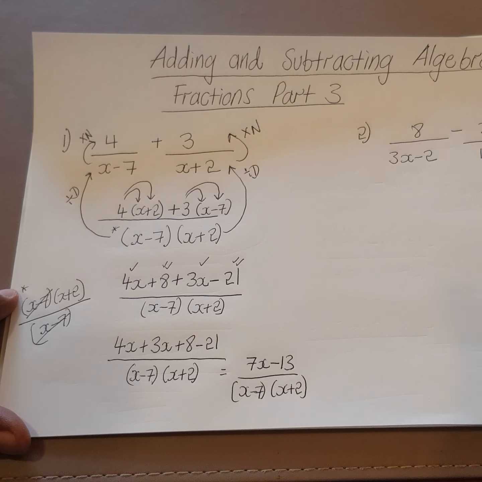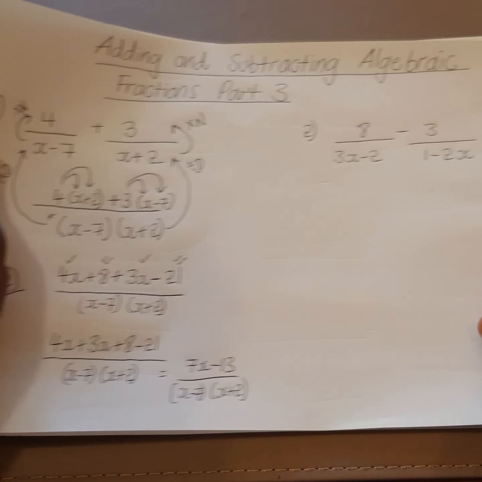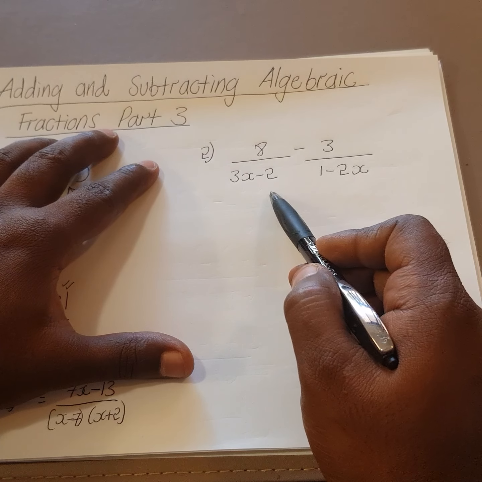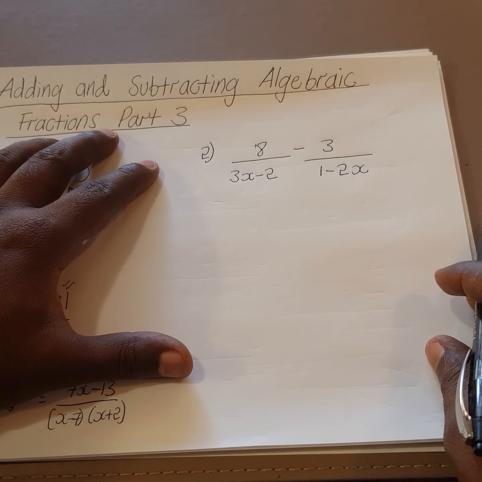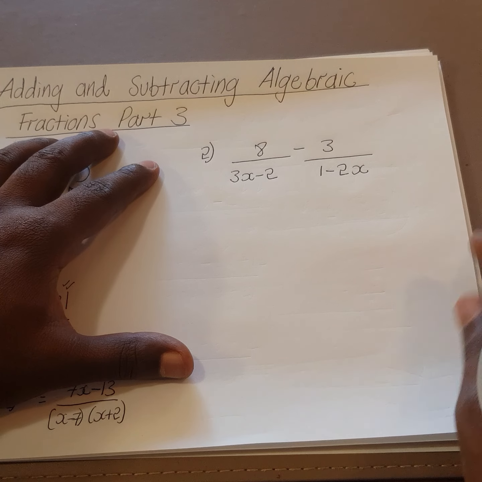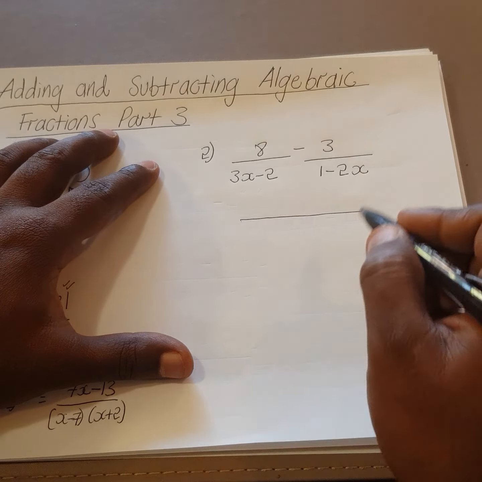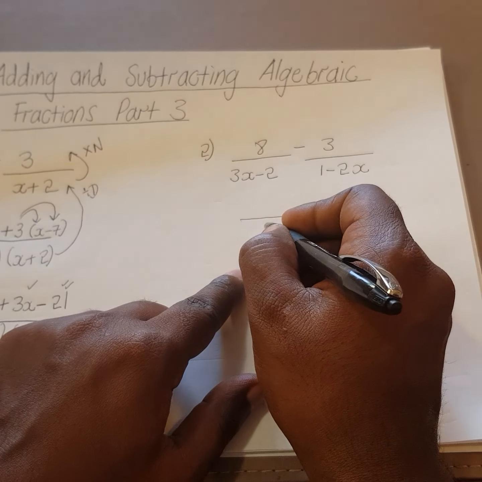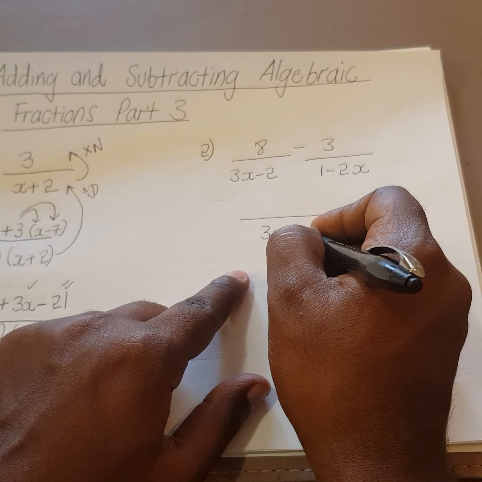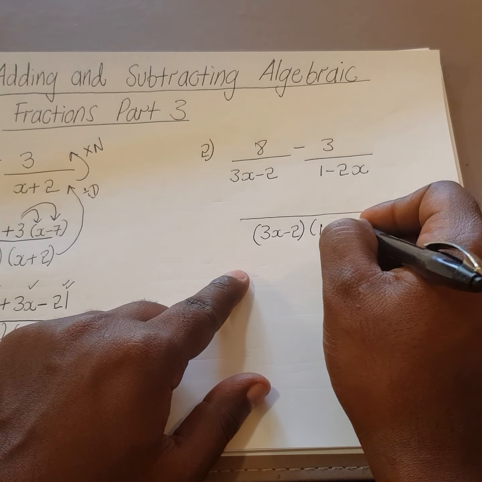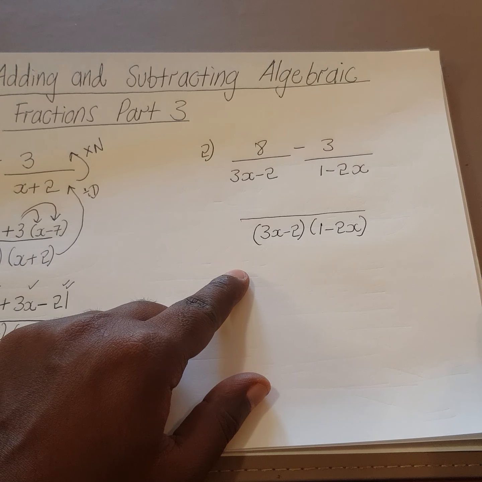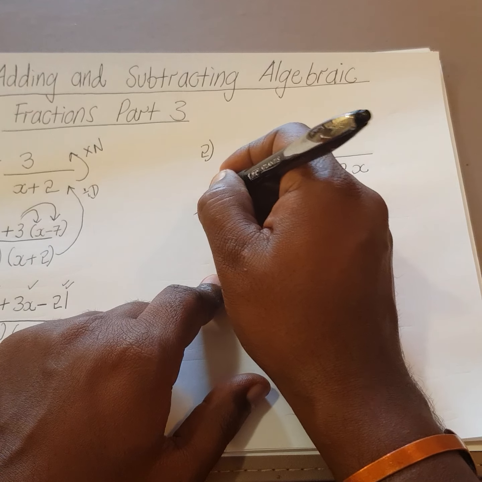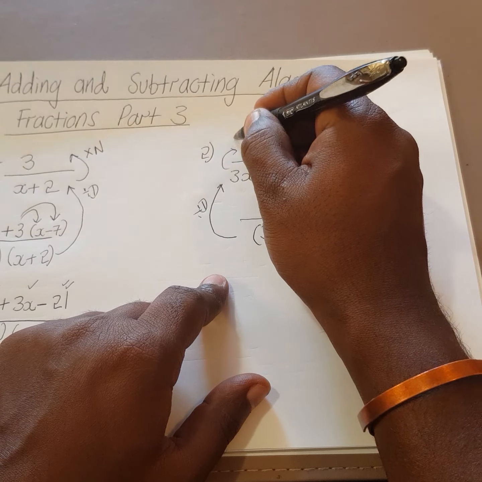All right, so let's look at this question here. Again, a similar type: 8 over 3x minus 2, minus 3 over 1 minus 2x. So what do we do there? Draw a line there. Again, just like the previous question, we now need to include both these expressions in my lowest common multiple. That's all I need to do. All right, what do I do next? Again, divide by the denominator and times your numerator.